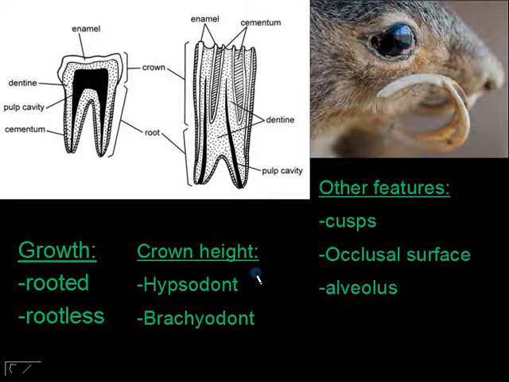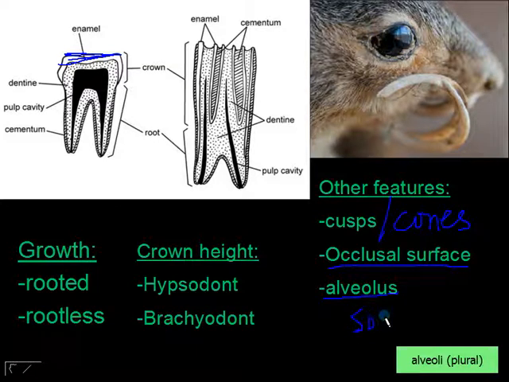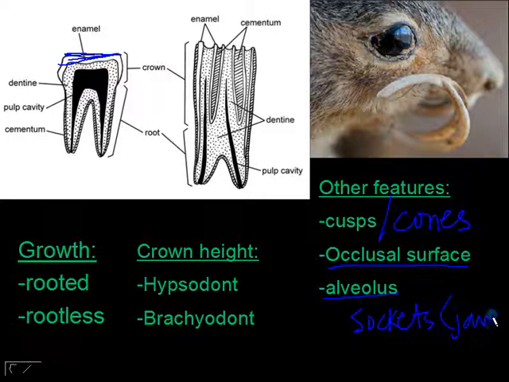Next, for the other features, of course, we have the cusps or the cones. The cones essentially are the bumps that you find on the occlusal surface of your tooth. The occlusal surface of your tooth is the surface that meets with the other tooth. It is the surface that interacts the most with the food, and it bears the cusps or the cones or the bumps. And the alveolus would be, like I mentioned earlier, the sockets that you find on the jaws.